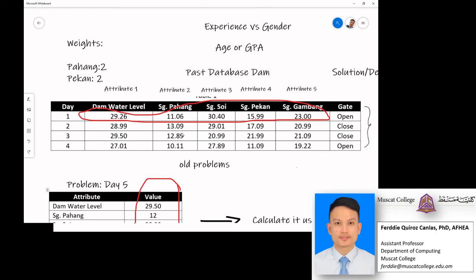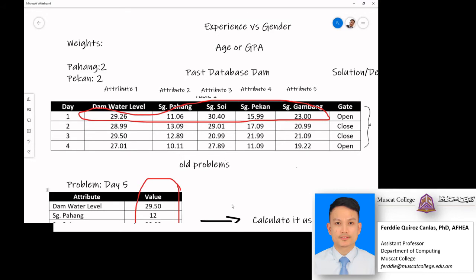So in this example, Pahang and Pecan have very high weights compared to the rest of the rivers, meaning the dam water level is 1. So the weight of this is 1. Pahang is 2 as per the case study, and then Pecan is also 2.